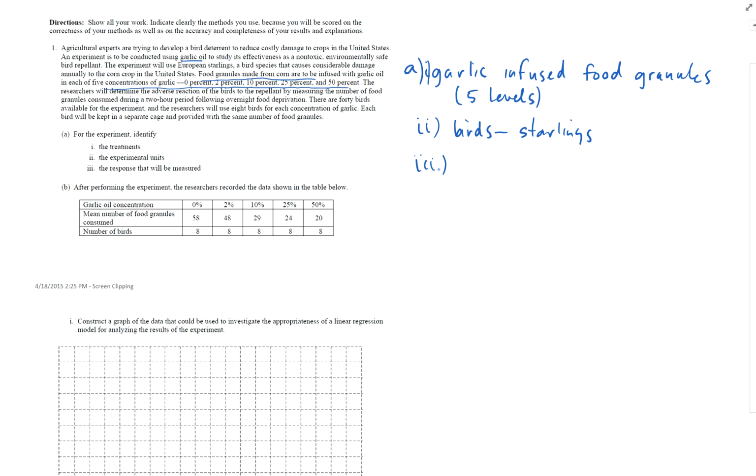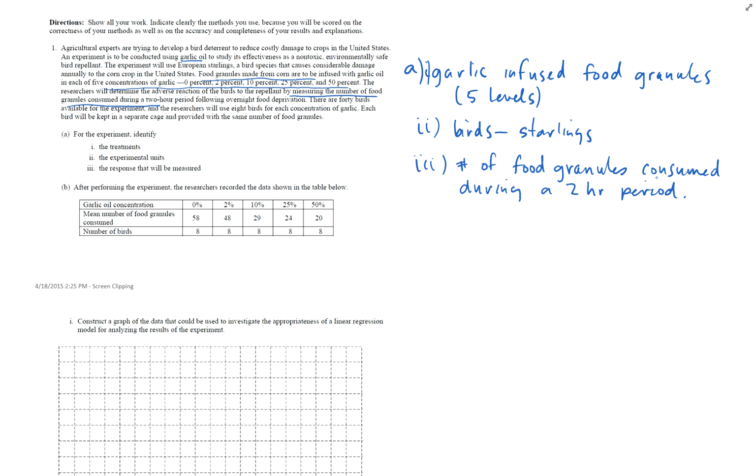And the response that will be measured, what exactly are we going to be measuring here? We're going to determine the adverse reaction of the birds to the repellent by measuring the number of food granules consumed. So the response variable is the number of food granules consumed during a 2-hour period. Okay, so you got to be real specific on that.